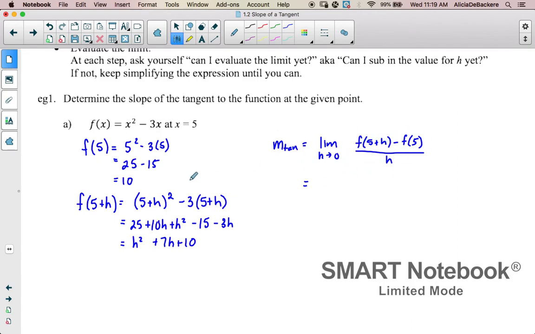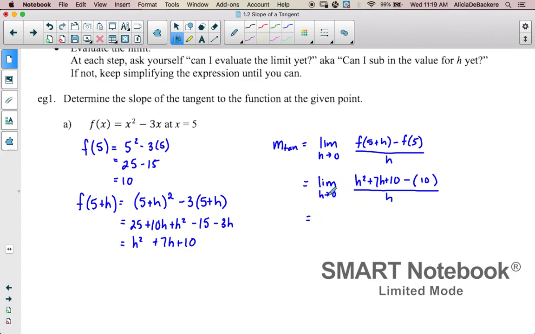So the first thing I'm going to do is substitute in the f at 5 is 10, and the f at 5 plus h is this expression here. So I still haven't taken the limit, so I still have to write it. Don't forget to write it until you take it. So first, our expression for f at 5 plus h, and then we're subtracting. You might want to put this in brackets, depends on how many terms there are here. I'm just subtracting 10, so I don't technically need the brackets there. And then that's all over h.